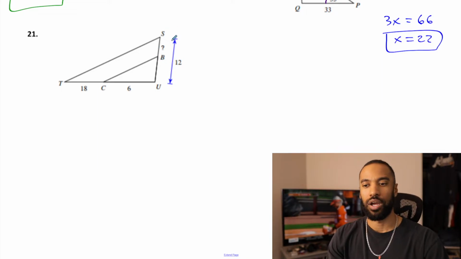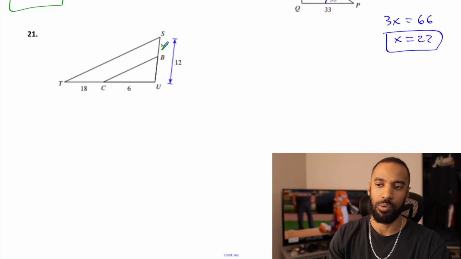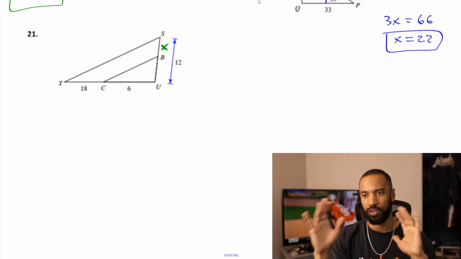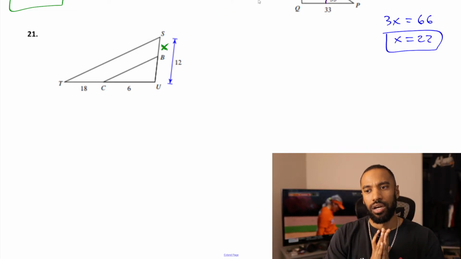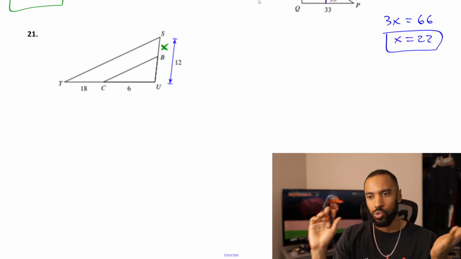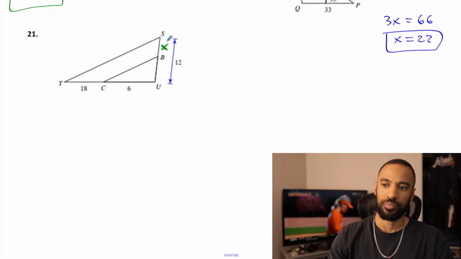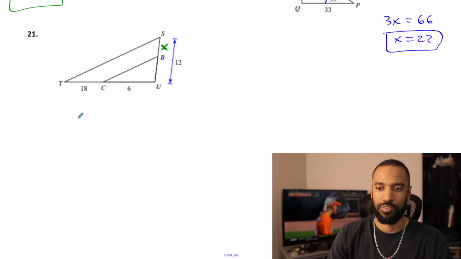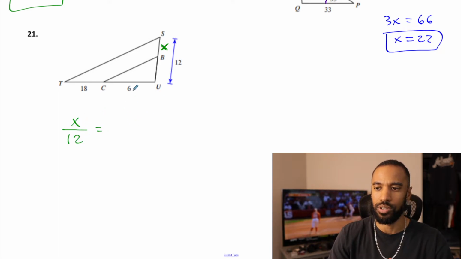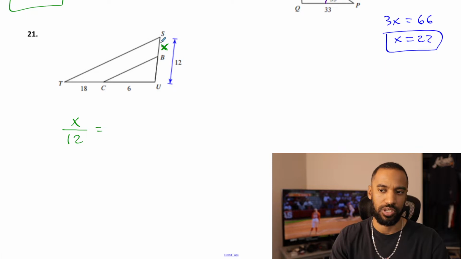All right, number 21. Once again, so many different ways you can go about this. I don't know which one's best. Let me talk some things out. Here's one you can do that's a little bizarro. You can compare x to 12. That's fine. I can say x over 12 equals, as long as you know what corresponds in the other parts.